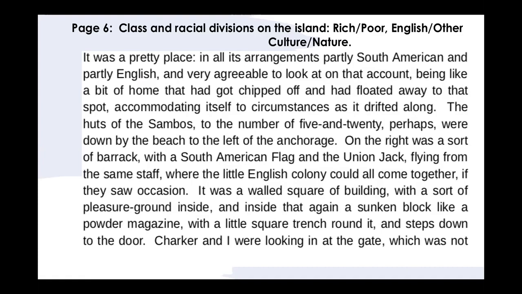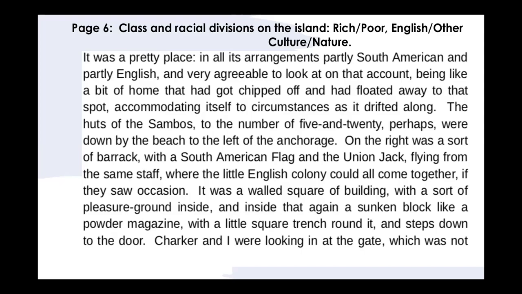Culture and nature. I'm talking about the culture of England brought to the nature of the island in the South American part of the world, off the coast of the Mosquito Coast. Now, look at this here. It was a pretty place, beautiful indeed, exotic place, so beautiful. In all, and I underline the word, its arrangements, partly South American and partly English. And I'm talking here about the binary, ladies and gentlemen, the frontiers between the two. There was a part that was South American and the other part that was English.